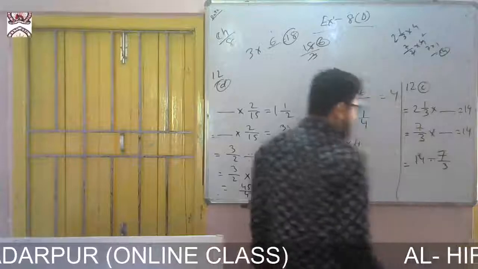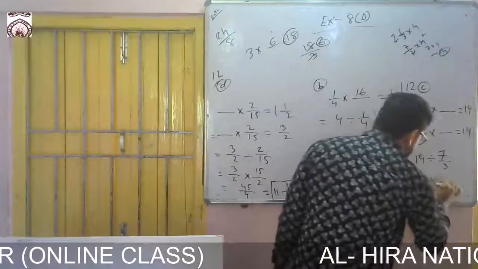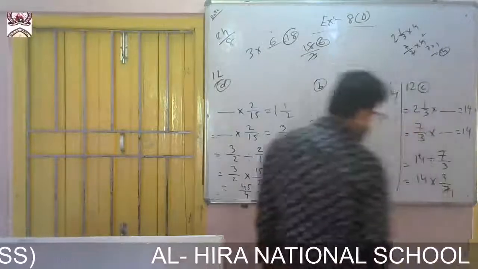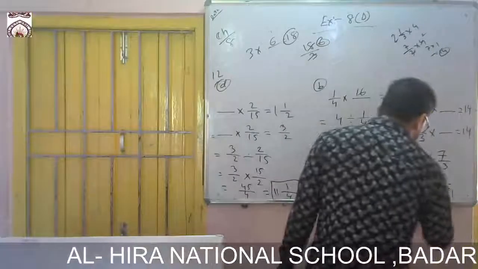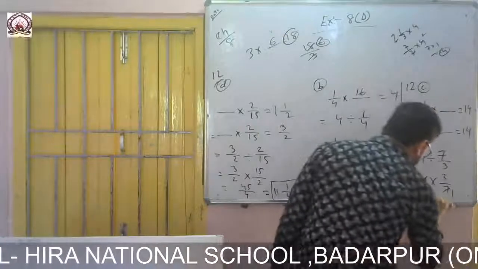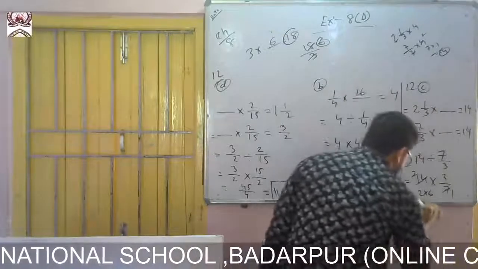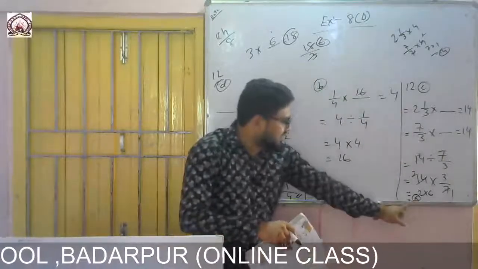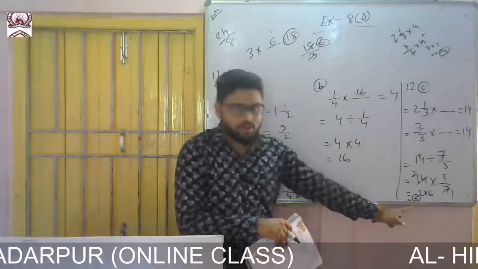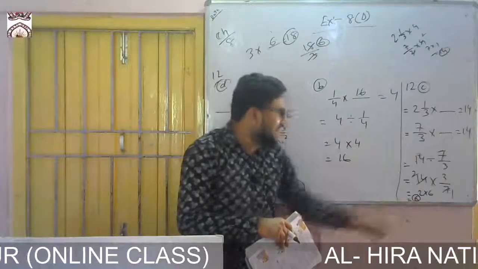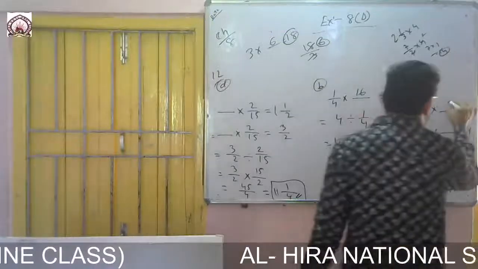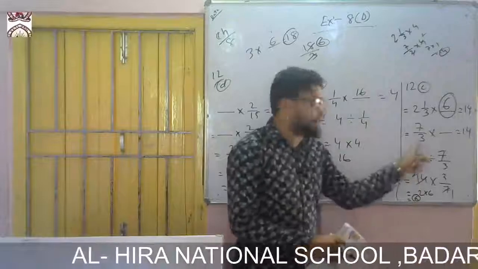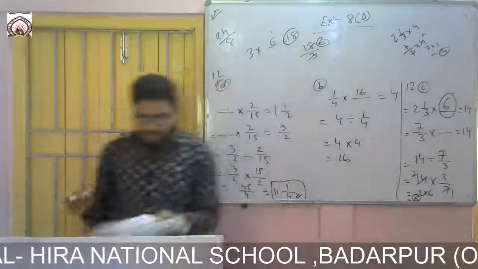Then we will get the answer. 14 into 3 by 7. 7 1s are 7, then 7 2s are 14. So 2 into 3 is 6. The answer is 6. Earlier it was wrong, you make the correction. Again and again I am saying, make the correction. Earlier in place of 2 you wrote 3. Then you get the answer.